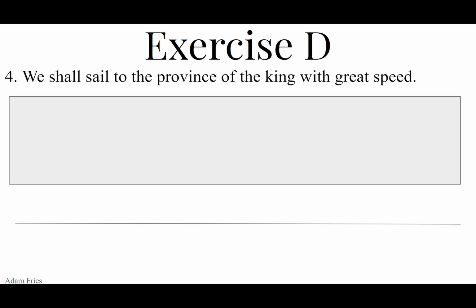Quarta. We shall sail to the province of the king with great speed. With great haste. So, the verb is, we shall sail. Sailing. Who will sail? We will sail. So we is the subject. We is first person plural. We shall do this in the future. Future time, future tense. First person plural, future.